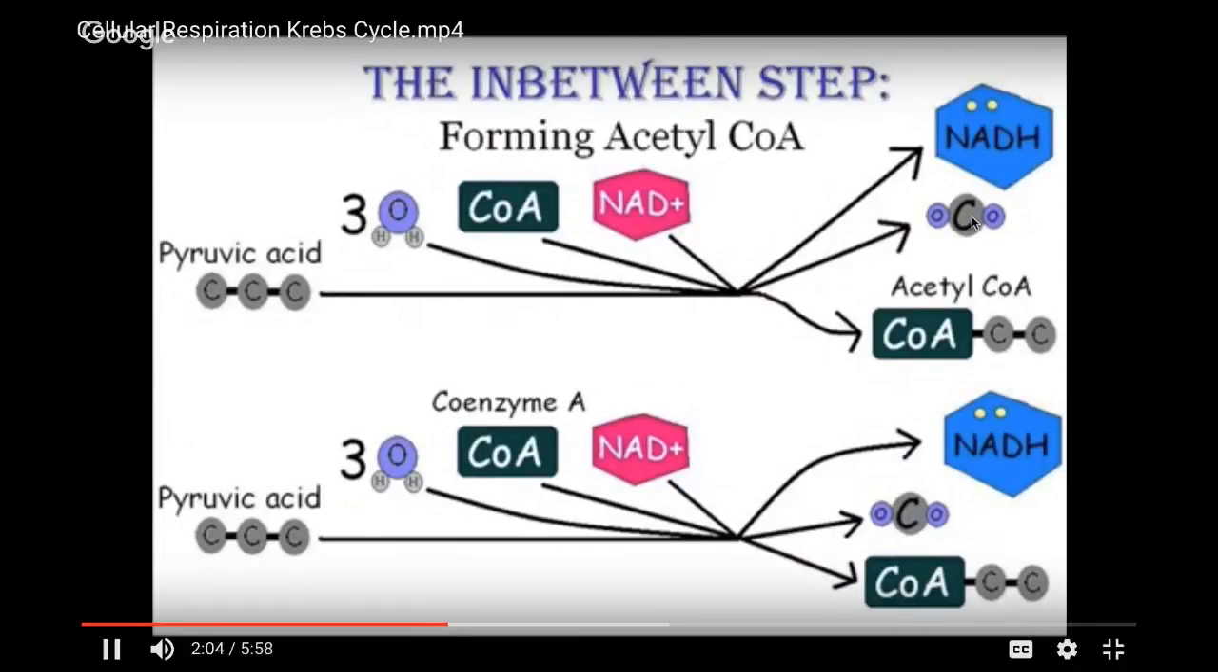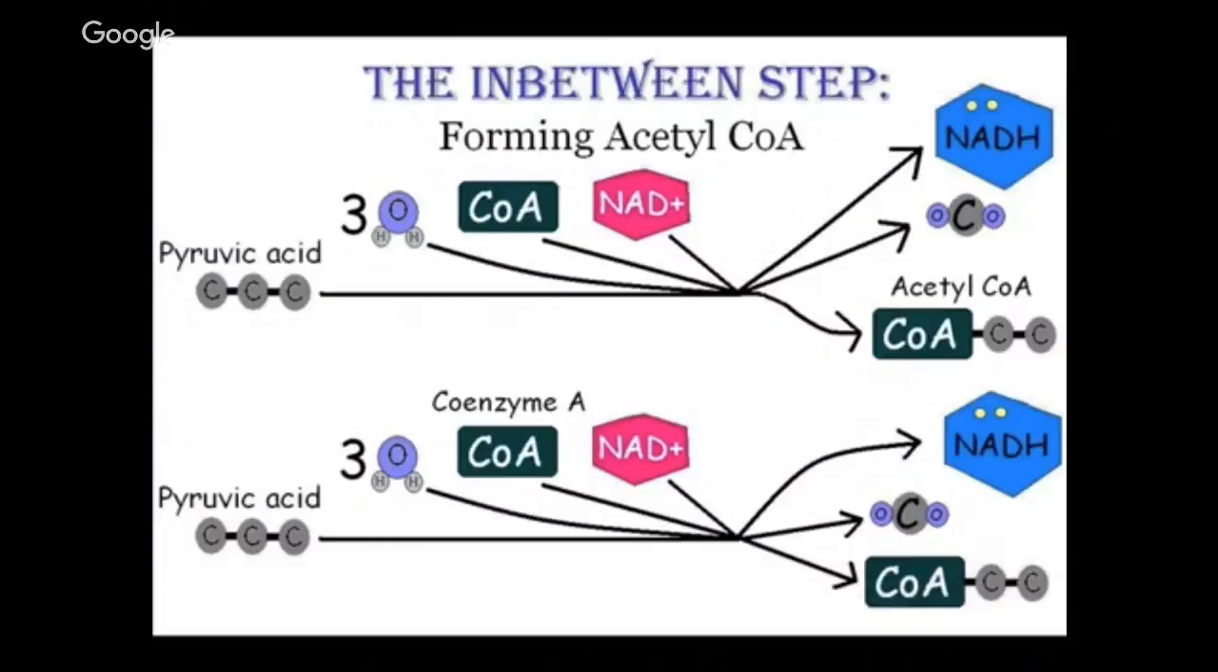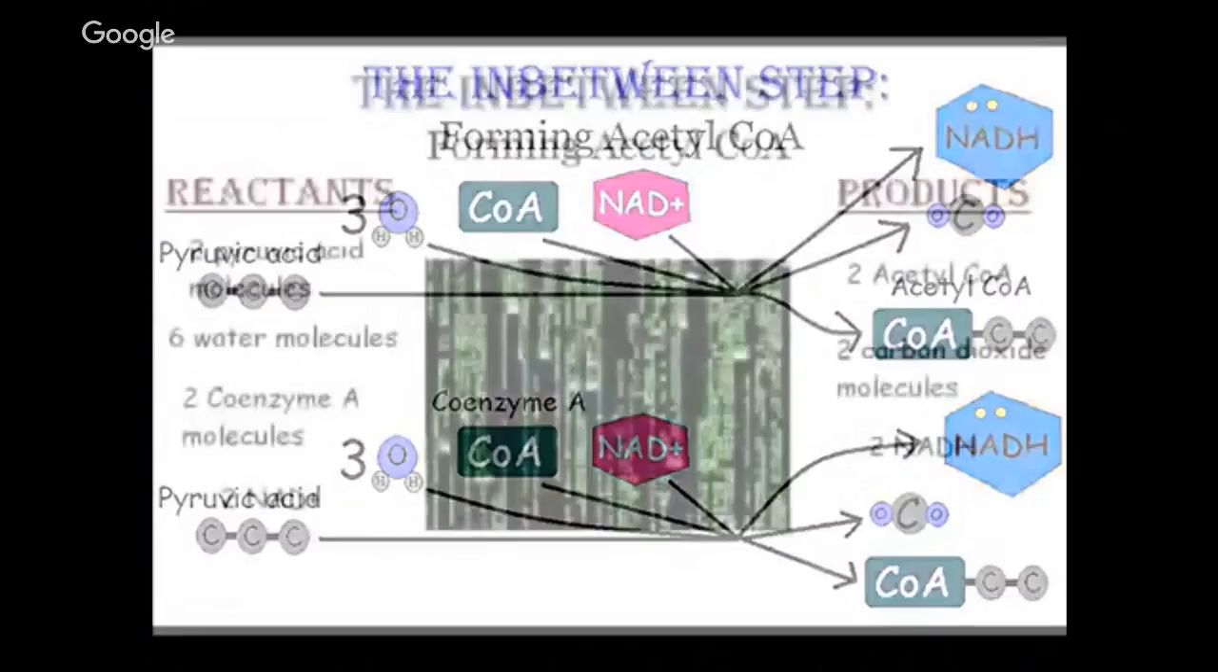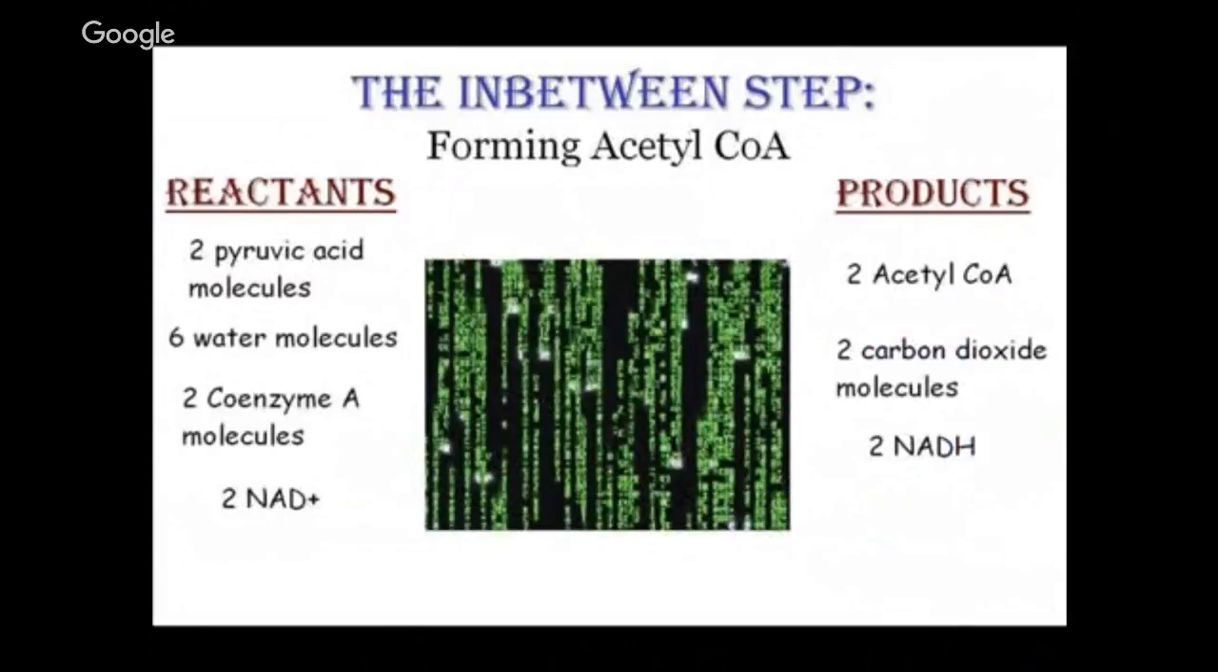I'm talking about either the top or the bottom. I'm not talking about both of them right now. The next slide shows the in-between steps, reactants and products. This is the overall for the in-between step. This is just basically the setup for the Krebs cycle.